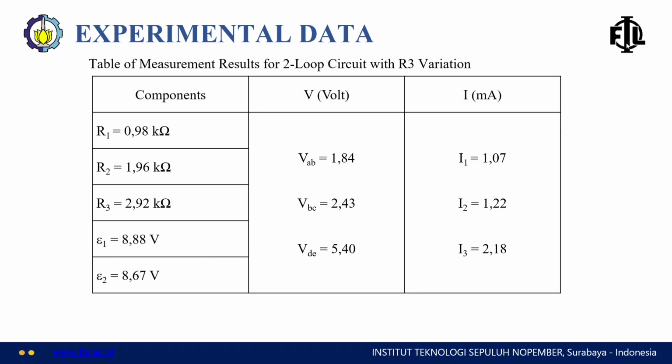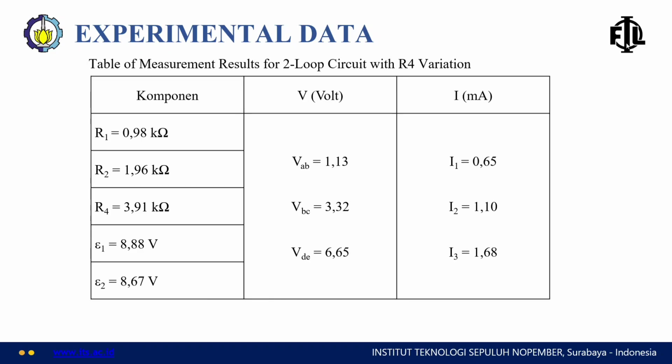Next, we have a measurement result for a double loop circuit with variation in resistor number 3. In this double loop configuration, we only use 3 resistors. We also measure the voltage across each resistor. Since we have 3 resistors, there are 3 voltage readings to take. The final column in this table displays the current readings from the multimeter. Unlike the single loop circuit, the double loop circuit contains 3 branches, which result in 3 different current values being measured.